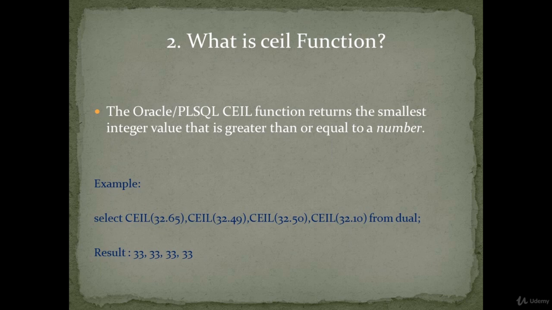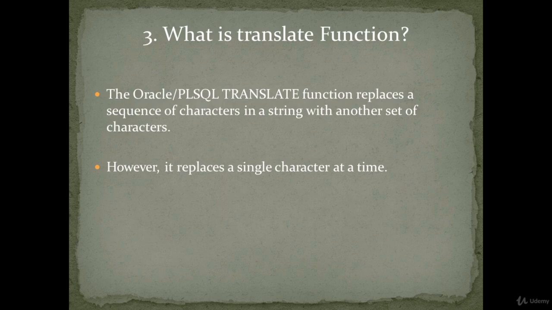Remember, what is ceil function? The Oracle PL SQL ceil function returns the smallest integer value that is greater than or equal to a number. Remember? Okay. See you in the next question. What is translate function? The third interview question. What is translate function? The Oracle PL SQL translate function replaces a sequence of characters in a string with another set of characters. However, it replaces a single character at a time.